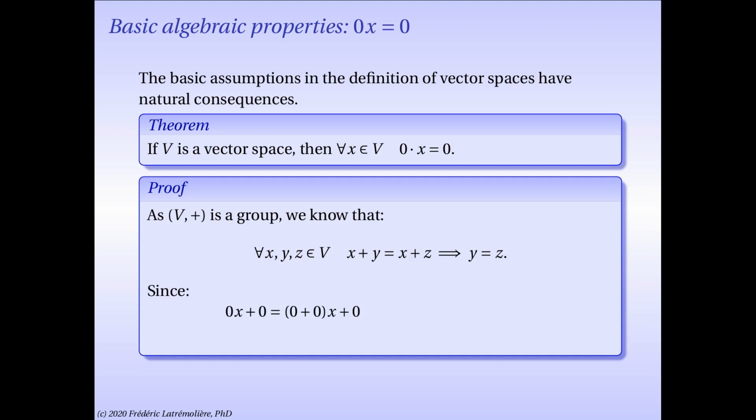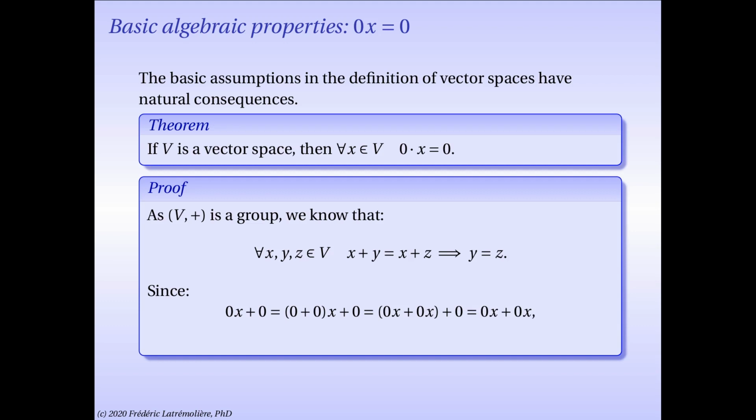Let's calculate 0x plus 0. Because 0 is neutral in K for the addition, this is equal to (0 plus 0) times x plus still 0. But then I can use the distributivity for the external or scalar multiplication with respect to the addition. This is equal to 0 times x plus 0 times x, still plus my 0 that I have done nothing with so far. Well, in fact, I've done so little, I'm going to drop it.